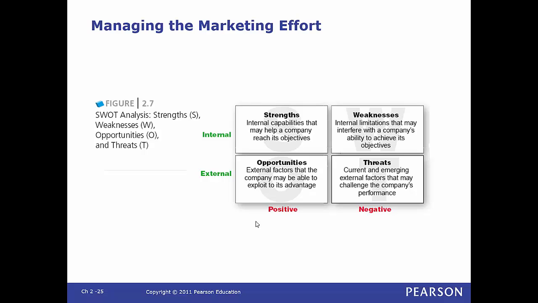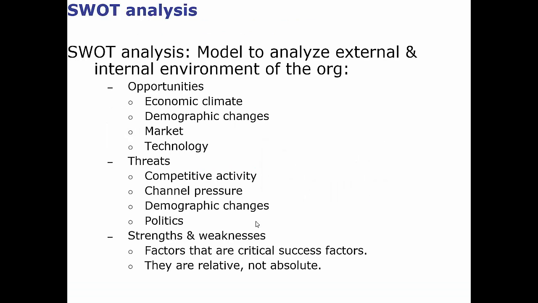So the strengths and opportunities are positive factors, whereas weaknesses and threats are negative factors. Some examples of the opportunities are the economic climate, demographic change, market, and technology. And some examples of the threats are competitive activities, channel pressure, demographic change, and politics. And some of the strength factors are the good quality of the product or service and customer satisfaction, whereas weaknesses can be exemplified by small market share, huge competition, and unqualified employees.